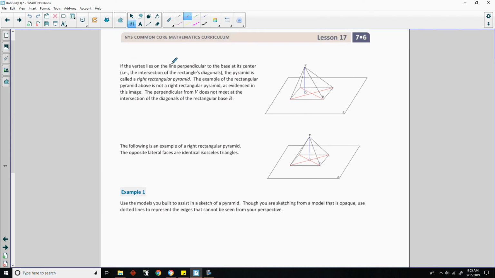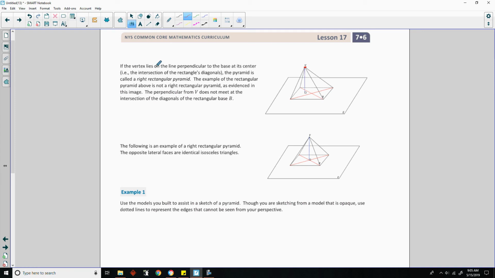If the vertex lies on the line perpendicular to the base at its center, okay, so let me say that again. If the vertex, V, that's right here, lies on the line that is perpendicular to, see this right angle right here? So this is a straight line down. So if you think of a tent, this is the pole in the center that holds the tent up. The intersection of the rectangle's diagonals.